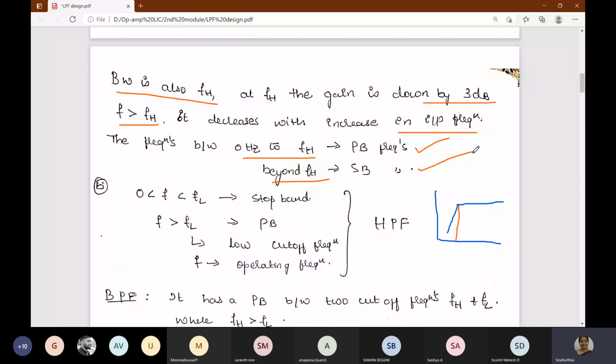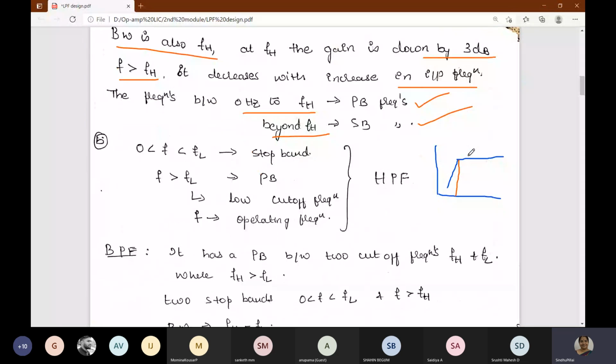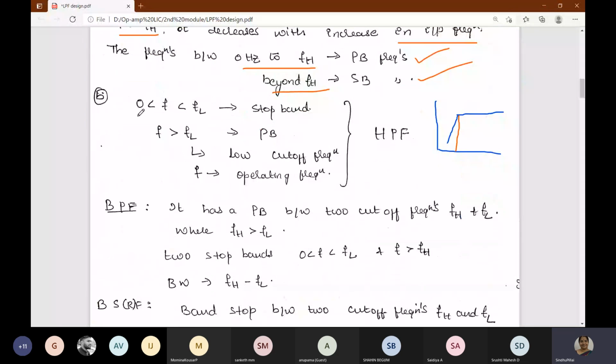Next, we have seen the high pass filter. So what is this high pass filter? When F is between 0 and FL, from 0 to FL, we call it the stop band. When F is greater than FL, this is the pass band, where the gain is flat, it is constant.